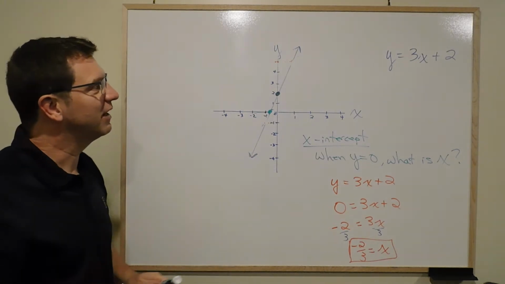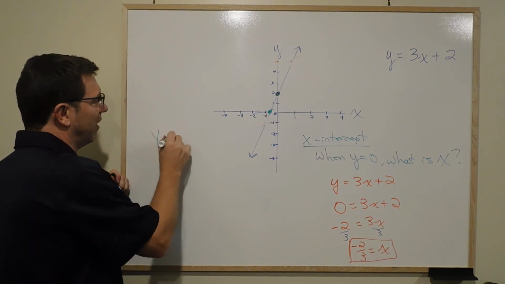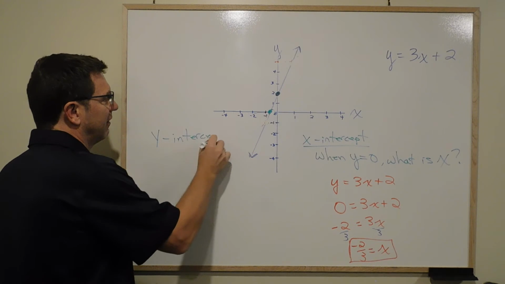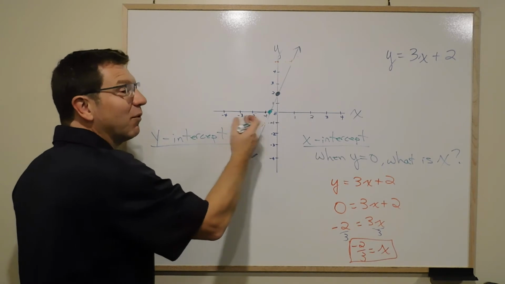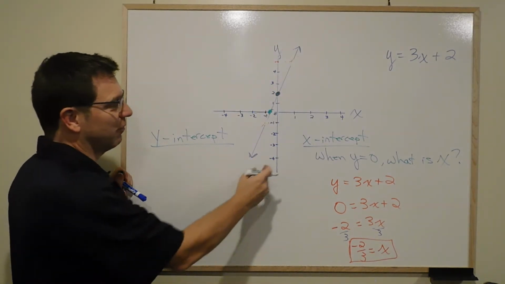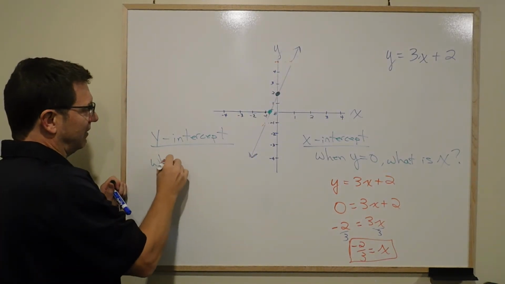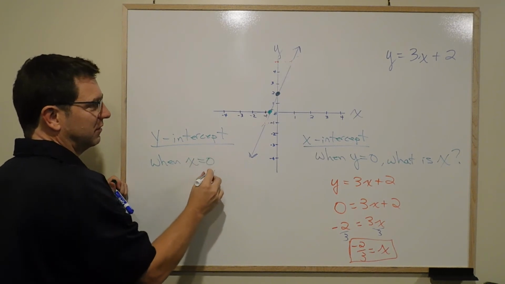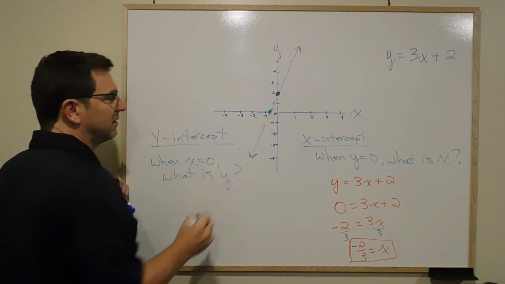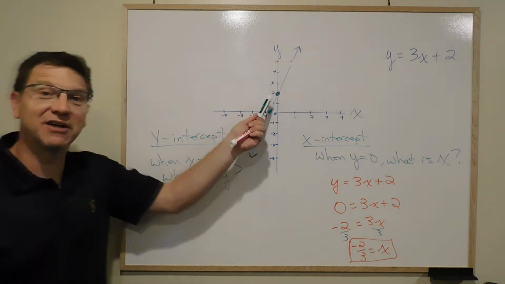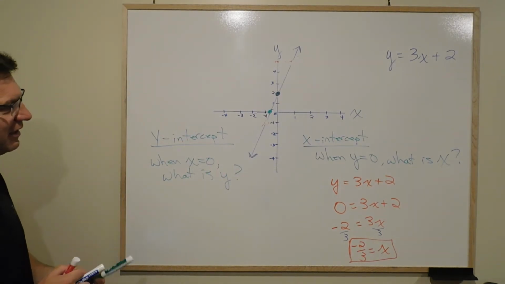In the very same way, if I wanted to find the y-intercept, notice it touches the y-axis, and whenever it touches the y-axis, x is 0. No matter where it touches the y-axis, x would have to be 0. So when you ask the question, when x equals 0, what is y? That's what you're asking. Okay? And we know the answer is going to be 2 because we've already got it from the last time we did the graph. But let's have a look at it.